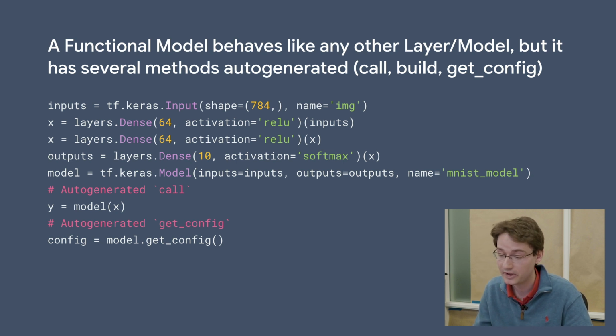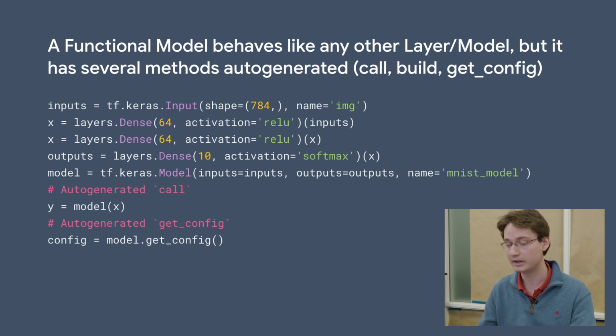So for instance, the call method is auto-generated. It's going to be something that we call a graph of layers executor. When you call your model, it's basically running through this graph of layers, calling each layer in succession with the proper inputs. And likewise, assuming that each layer in your graph of layers implements this get_config method, you can call get_config on your DAG and get something that you can use to reinstantiate the same model.